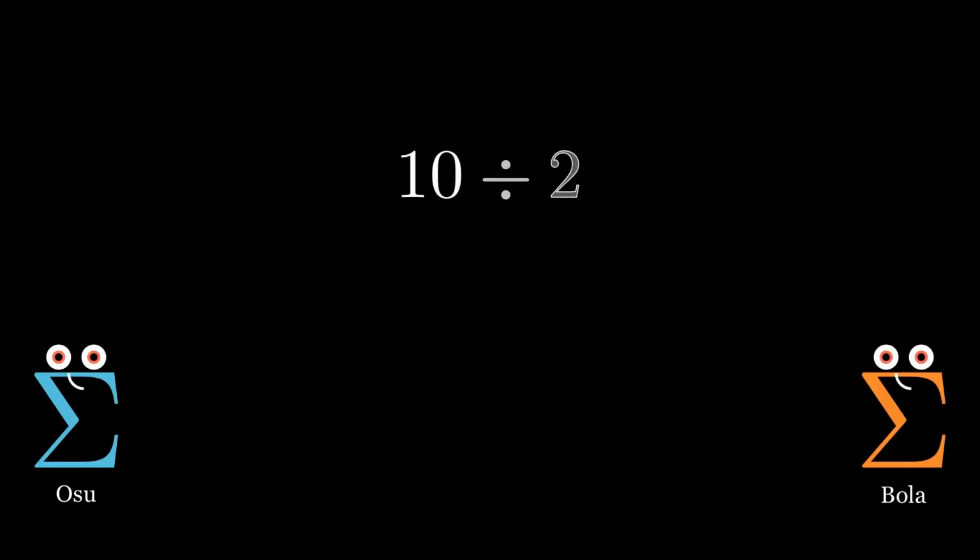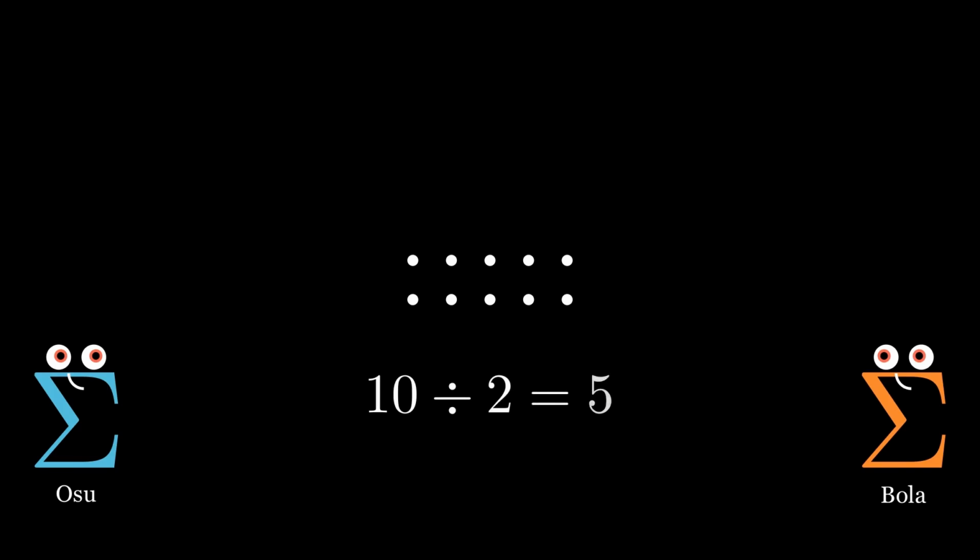Division might look like a simple operation, but behind the symbols lies a specific idea. Division is about the process of splitting a quantity into equal groups. When we write 10 divided by 2 equals 5, we're not performing magic. We're simply asking a question.